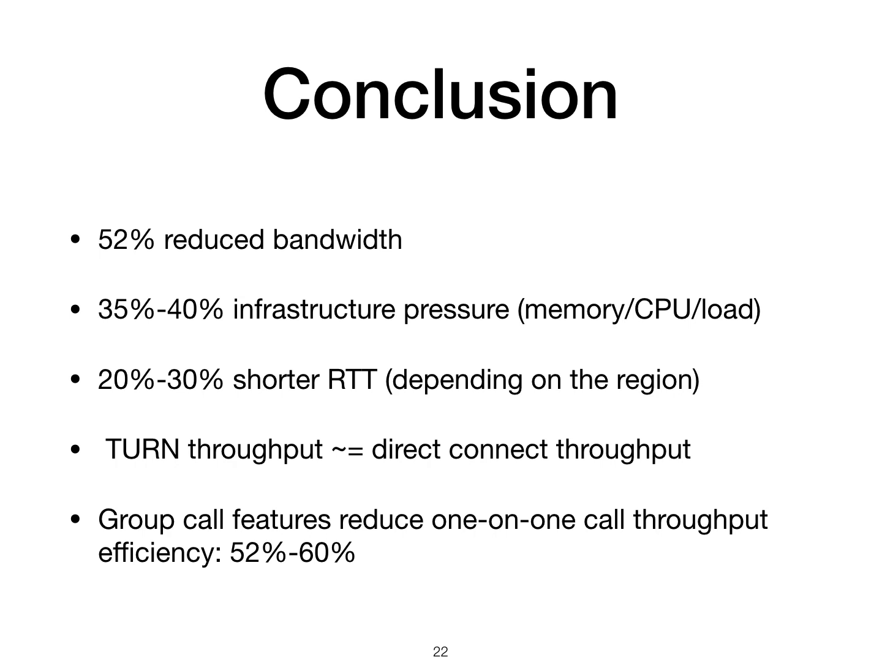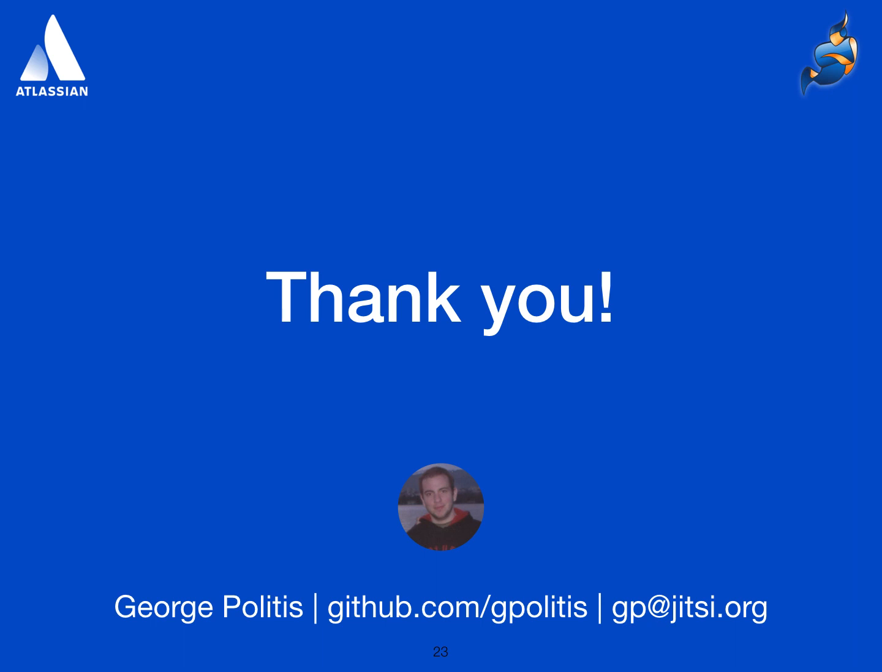Also, TURN and direct connect calls have about the same throughput, and one should at least make sure to disable conferencing features for one-on-one calls, as they are wasteful and cause low efficiency for one-on-one calls.